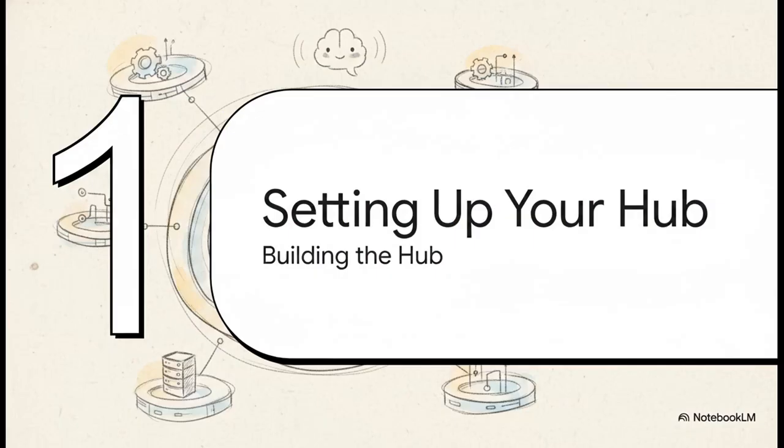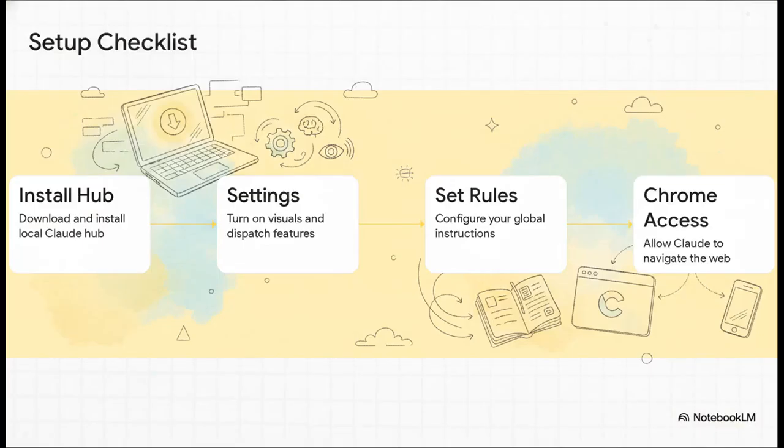Section 1. Setting up your hub. Let's dive straight into building this thing. Here is your straightforward, pain-free checklist. First up, you're going to download and install the Claude Hub locally. Once you're in there, head over to Settings. You'll absolutely want to enable visuals so it can create artifacts for you. And this is crucial, enable Dispatch.